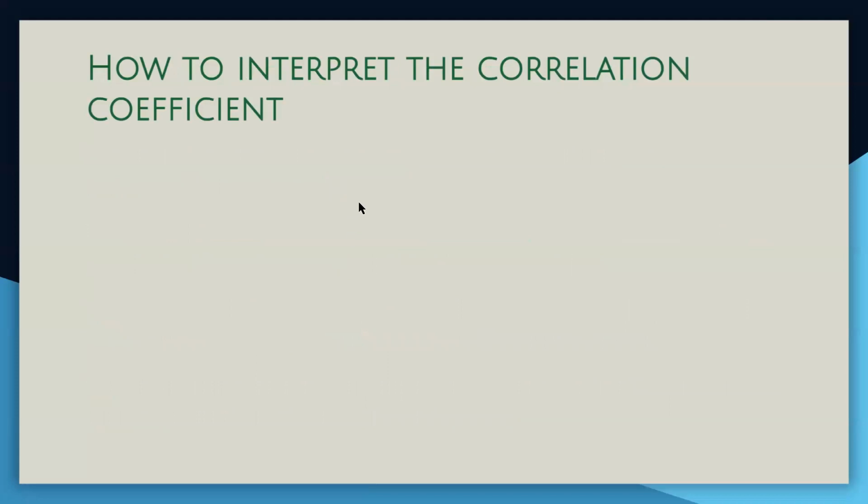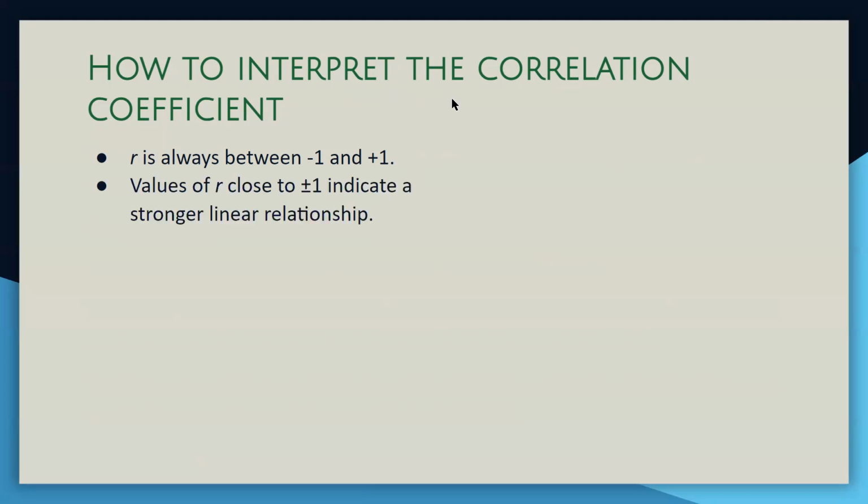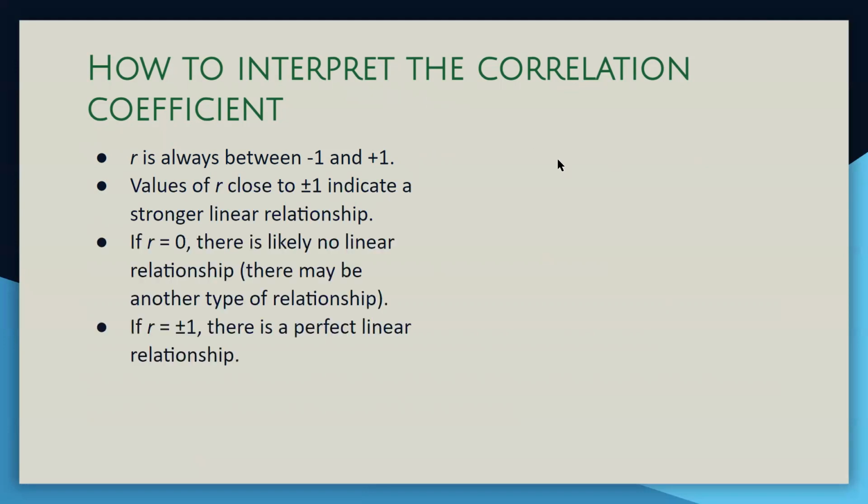So before we talk about how to find it, let's talk about how to interpret it. What does it mean? So that R value, that linear correlation coefficient for sample data, is always going to be a number between plus and minus 1. Values closer to those endpoints, positive 1 or negative 1, indicate stronger linear relationships. So the closer to plus or minus 1, the stronger that linear relationship is.